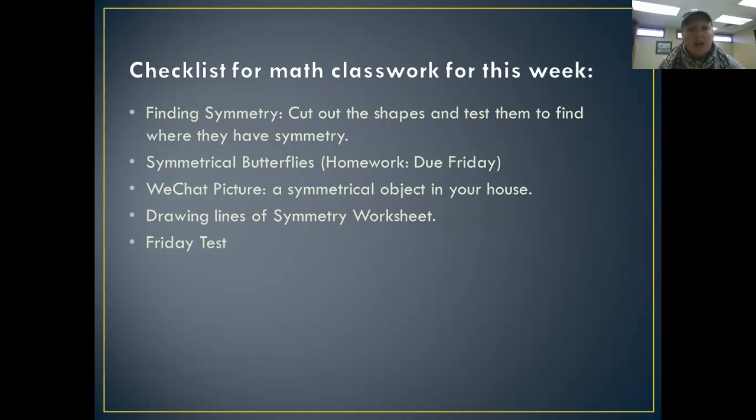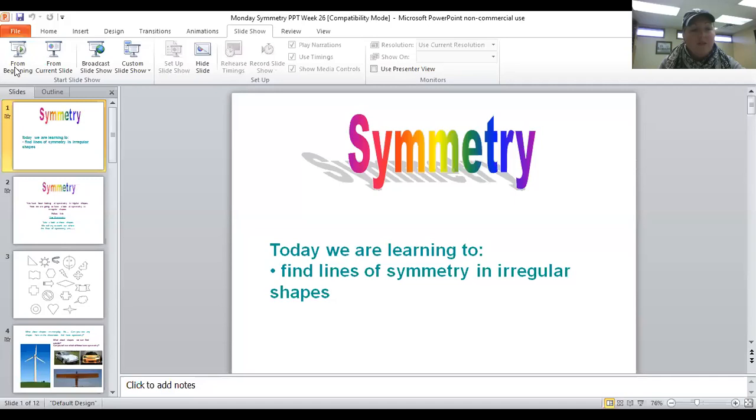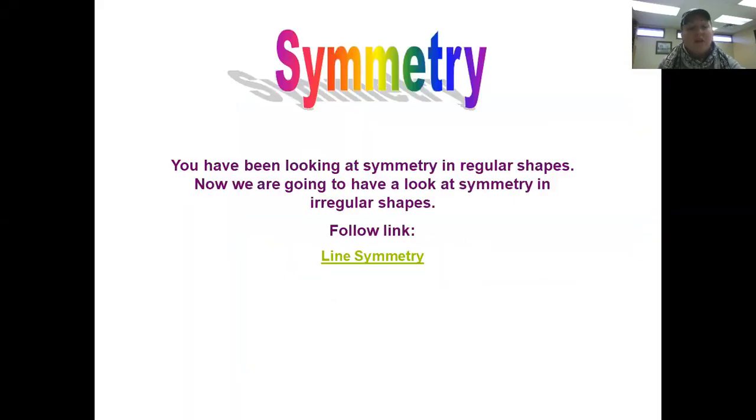You're going to WeChat a picture of a symmetrical object in your house, and you're going to find out what symmetrical means today. Next, you're going to draw lines of symmetry on a worksheet, and then Friday's the test. This is all the things we have to do this week. So let's look at this PowerPoint together. It's called symmetry. So I'm going to stop sharing this, and we're going to share something else. There we go. So this is symmetry.